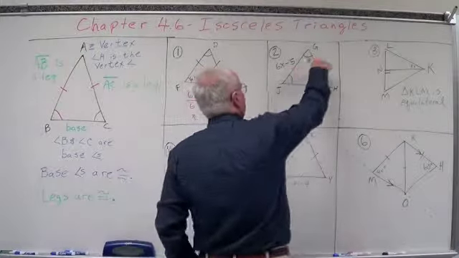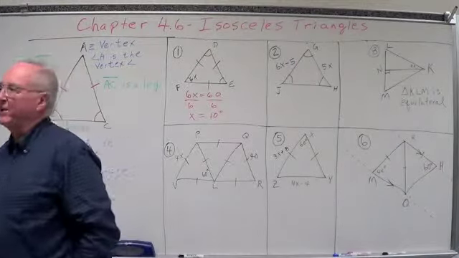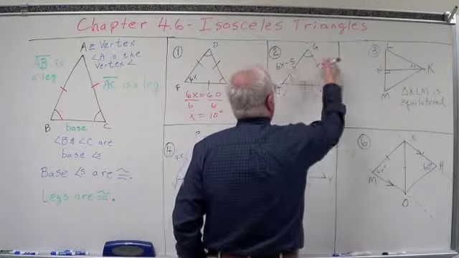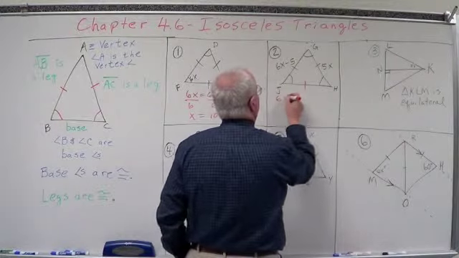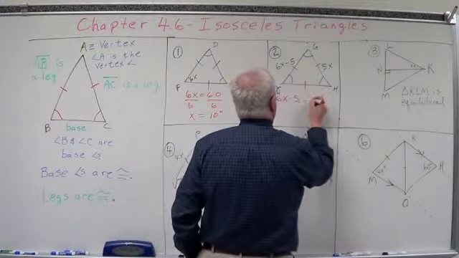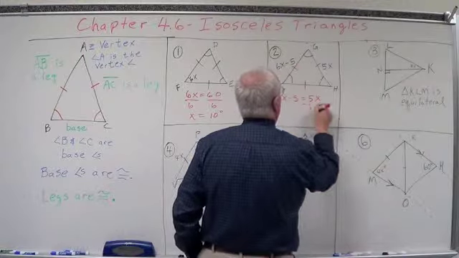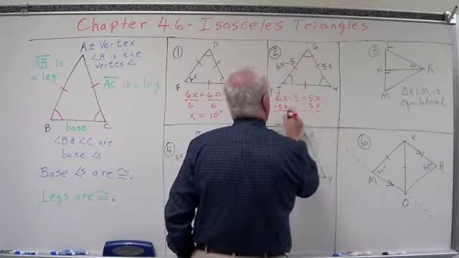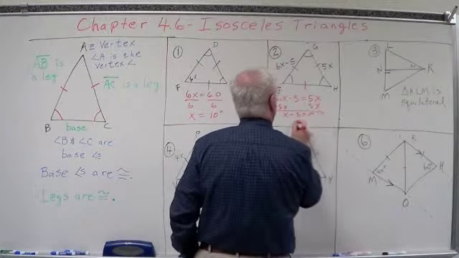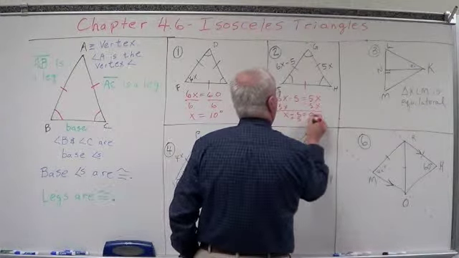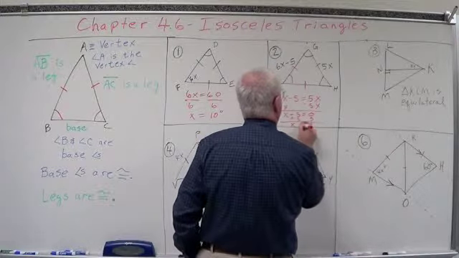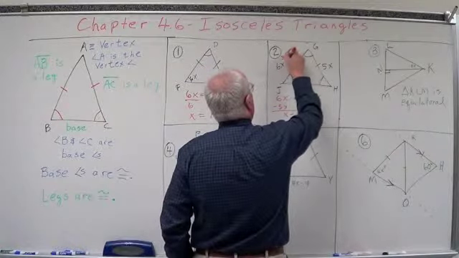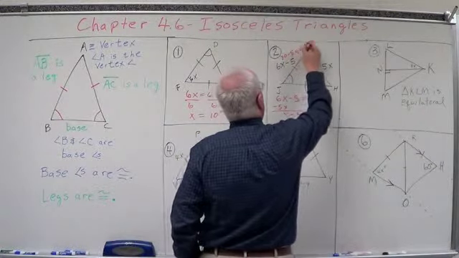If the triangle is equiangular, then it is also equilateral. Therefore, all the sides are equal, so 6x minus 5 equals 5x. Subtract 5x from both sides. Okay, so we end up with x minus 5 equals 0. Add 5 to both sides. We end up with x equals 5. Okay, put it in there. 30 minus 5 equals 25.